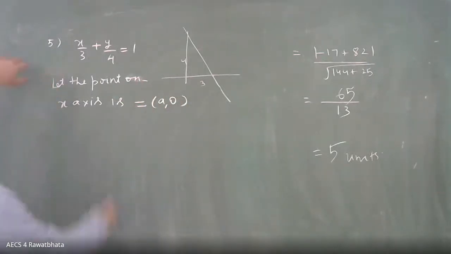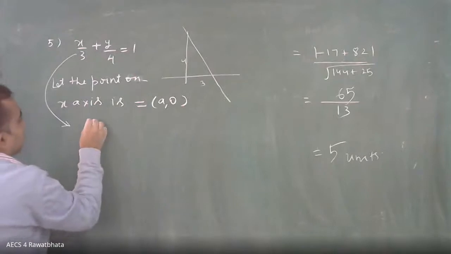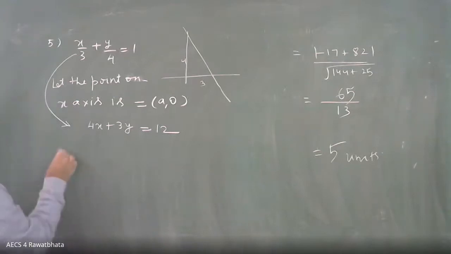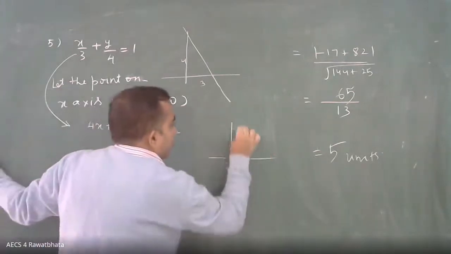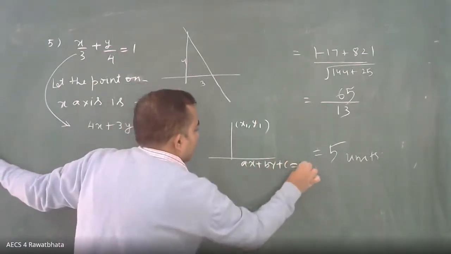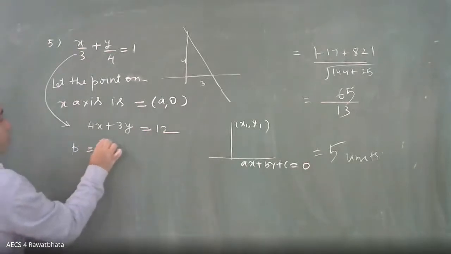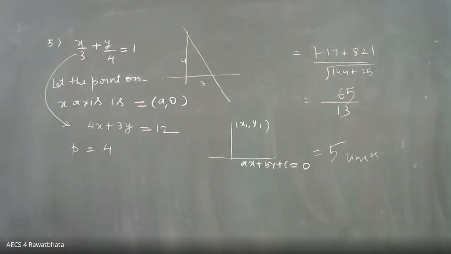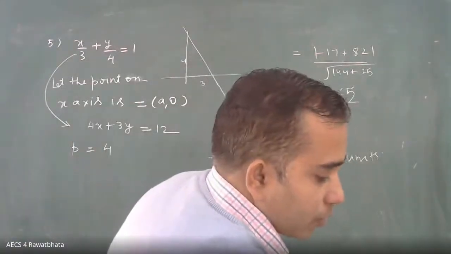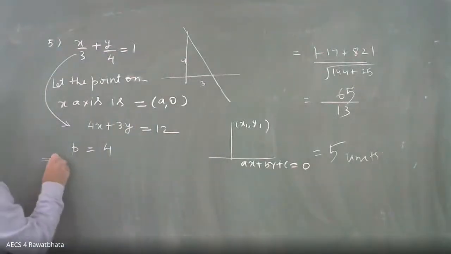Now let us convert this equation into our standard general form. So I take the LCM so that you don't face difficulty in solving, though of course you can apply the formula with this form also. If I take the LCM, this is going to be 4x plus 3y equal to 12. Now you apply the distance formula, distance of (x1, y1) from the line ax plus by plus c equal to 0. So the distance is equal to 4. So what is the distance formula? This is the point (a, 0), this is the line. What will you get if you apply the formula? Students, tell me.